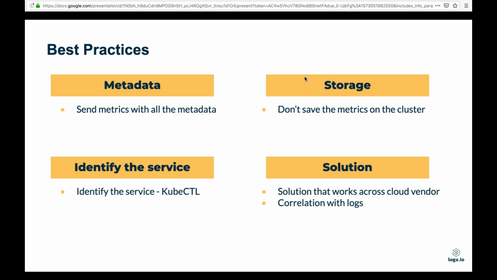And the last one: when you evaluate a solution, there are two points that I would like to highlight. The first one is to make sure that any solution you look at can work across multiple cloud vendors.